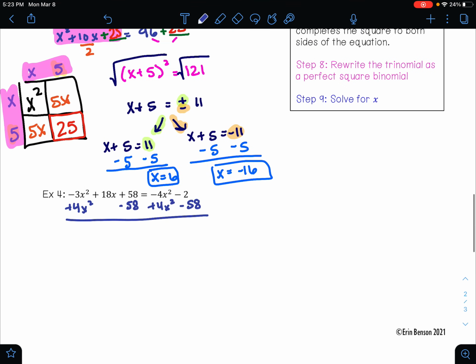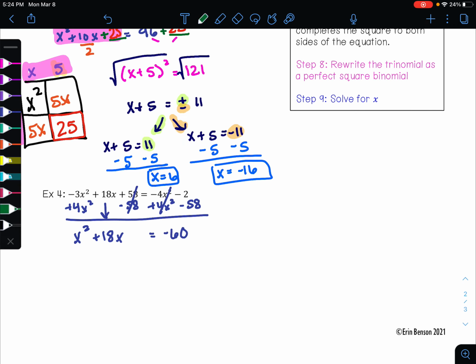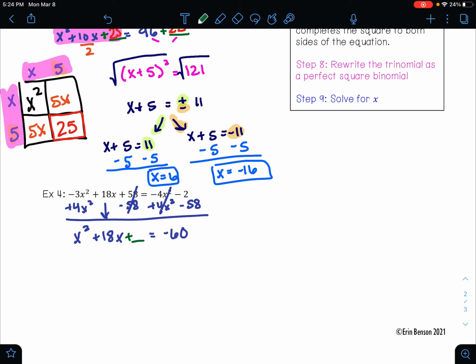When I do that, I get negative 3x squared plus 4x squared is 1x squared. I'm going to bring down my 18x. 58 minus 58 is 0. I'm going to bring down my equal sign. Negative 4x squared plus 4x squared is 0. Negative 2 minus 58 is negative 60. My next step is to set up my blanks. So plus blank, plus blank.